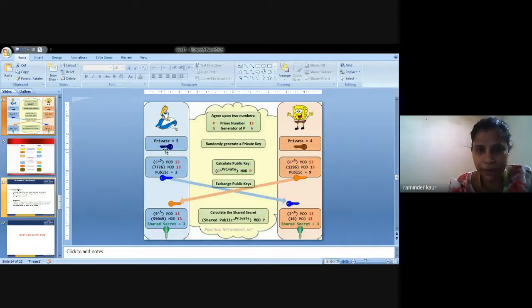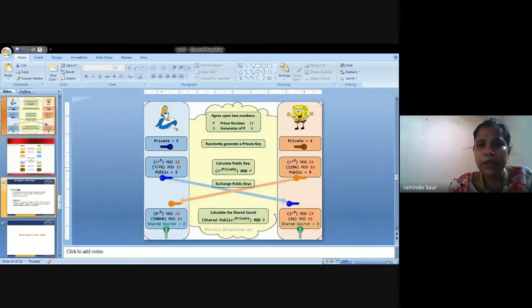So this is the private key, which is equal to 5, and this is the private key, which is equal to 4, because two keys will run parallelly. So agree upon two numbers, P and G. P is the prime number, which is equal to 13, and G, the generator of P, which is equal to 6. So next is randomly generate a private key, which is 5 and which is 4.